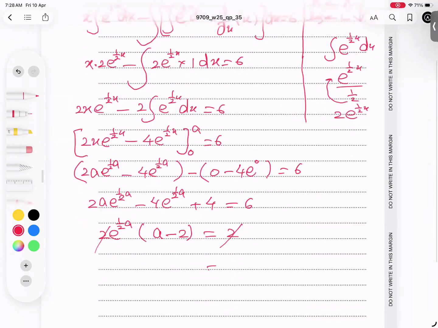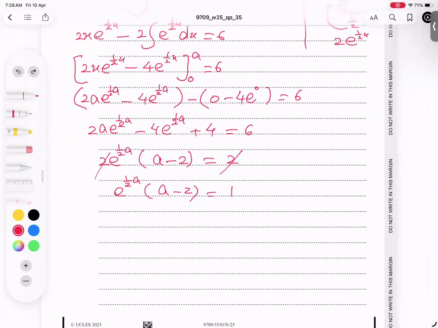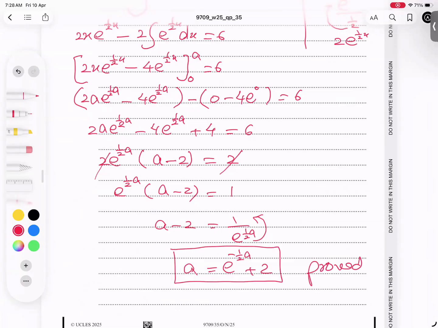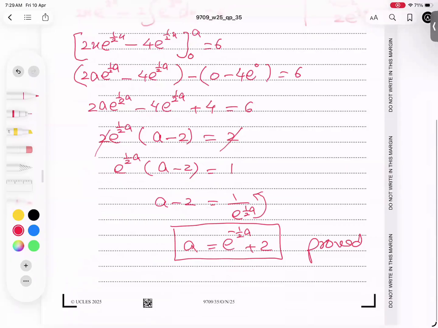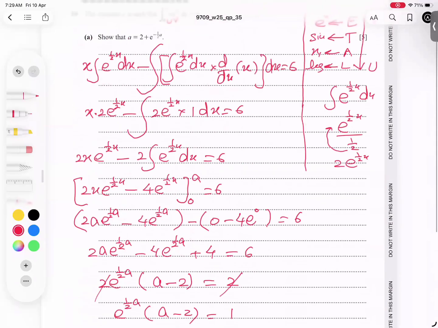Now I got a 1 here in e to power half a, in the bracket a minus 2. This will go to division because I need a negative power, and that is why I divided, and then I brought it up as e to power negative half a. Here a minus 2, here a minus 2, and 2 will go on the other side, and proved. Let me show once again. Yes, it's done. So Alhamdulillah Rabbil Alameen. Part A is done. So let's go for the next part.